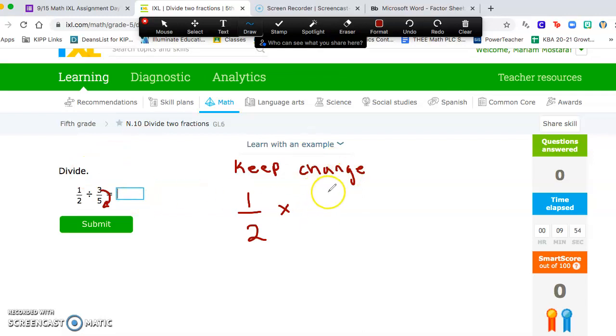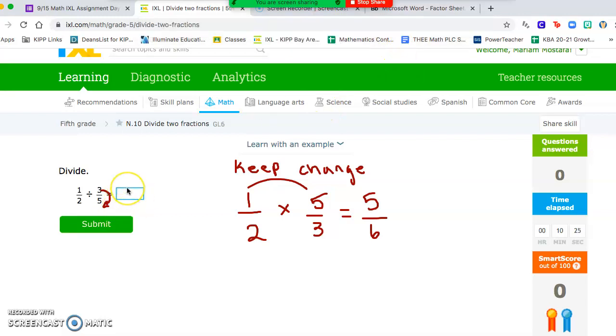And so this would be 5/3. And we then multiply across, so this would be 1 times 5, which is 5. 2 times 3, which is 6. Now, 5/6, the greatest common factor is just 1, so we would just leave it as 5/6. So you put 5 dash 6, 5/6.